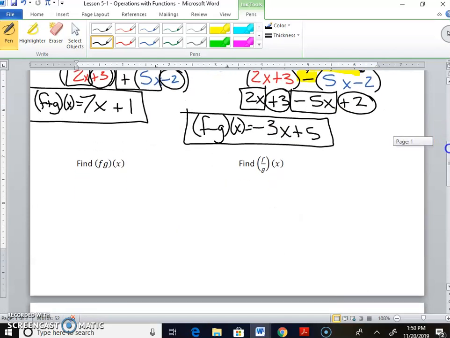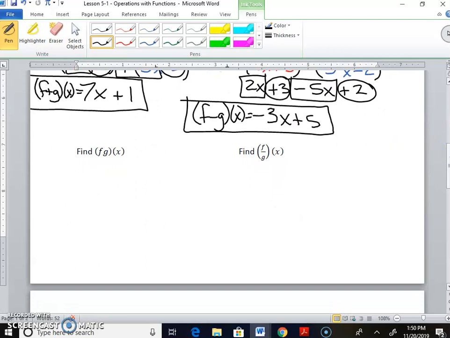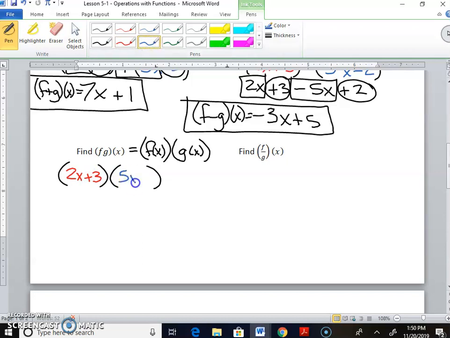Two more examples then to do. I've got f g of x. Okay, so that means that my f of x and my g of x are being multiplied together. This means that I'm going to take f of x times my g of x. So I'm going to have 2x plus 3 for my f of x times 5x minus 2. Okay, so when I'm multiplying these, we're going to have to FOIL for this one. We're going to have to distribute.